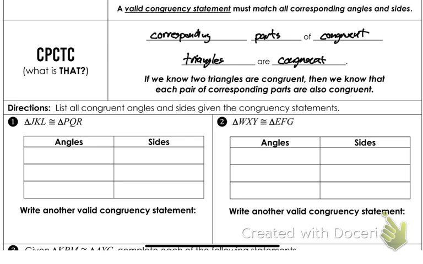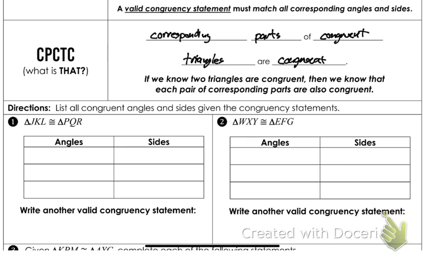Corresponding parts of congruent triangles are congruent. All that says is if you know two triangles are congruent, all the parts are congruent. I can then say the angles are congruent and the sides are congruent. We kind of just hand waved and said it works. If I had to write a proof, I would use CPCTC to say everything's equal because corresponding parts of congruent triangles are in fact congruent.